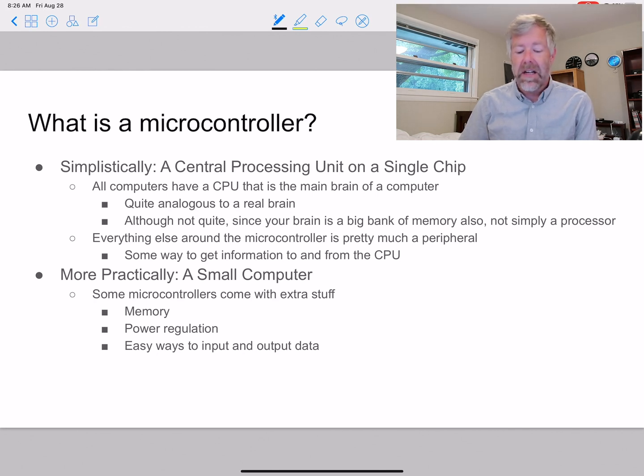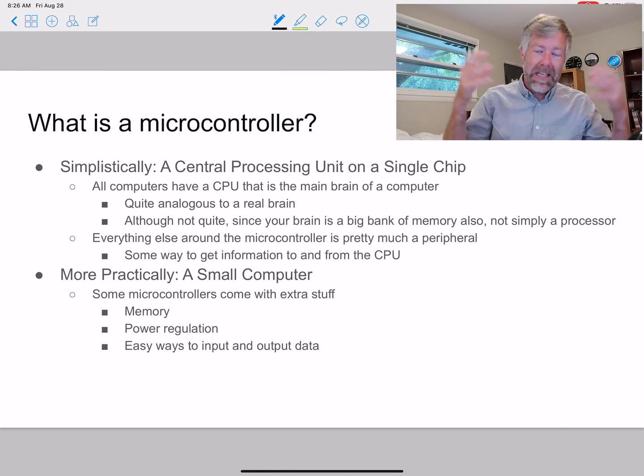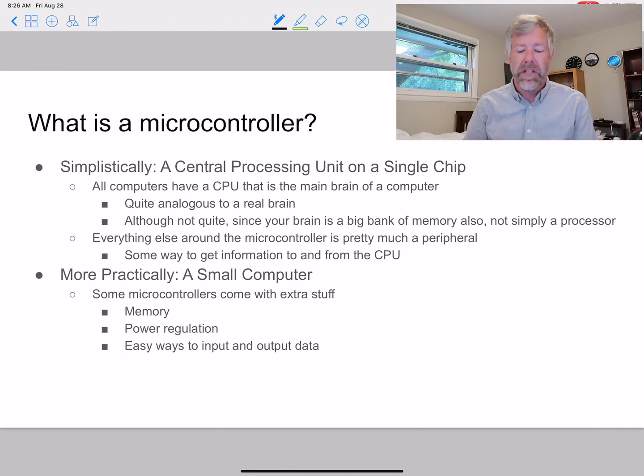Everything else around the microcontroller is pretty much a peripheral, which basically means that it allows input and output. And then the CPU, the central processing unit, does the computation. Just like you have eyes, ears, a nose, and a mouth, and all of those allow input, and then your brain does computation on that. It's very similar to a computer.